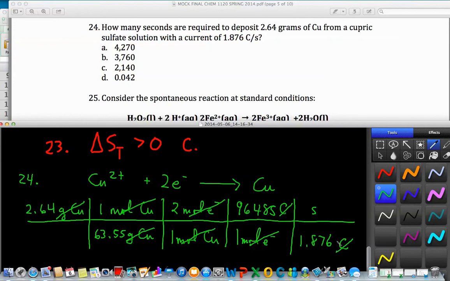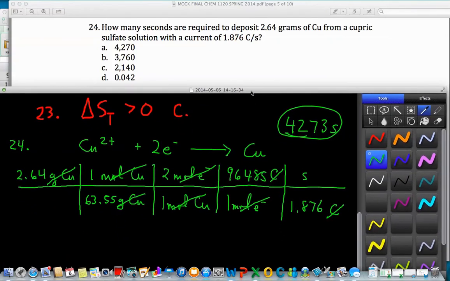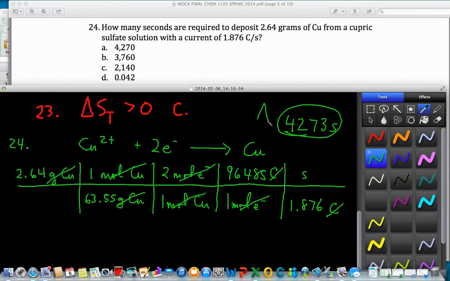And now I can just evaluate this huge fraction. So 2.64 times 2 times 96,485 divided by 63.55 divided by 1.876, and I get 4,273 seconds. So if I look at my answer choices, A is clearly the best one from which to choose. 24 is A.